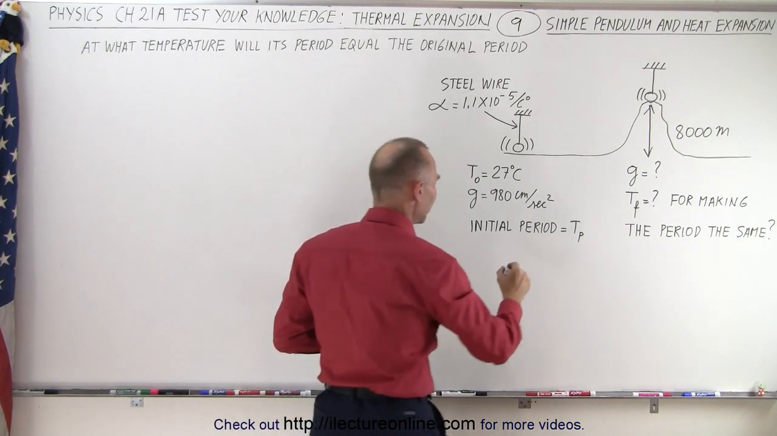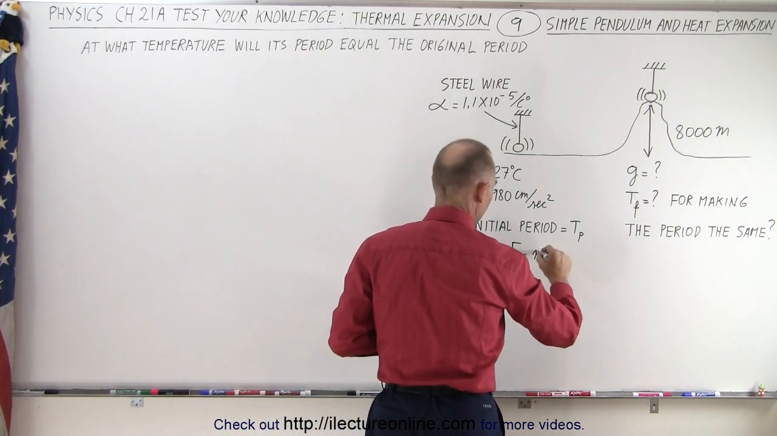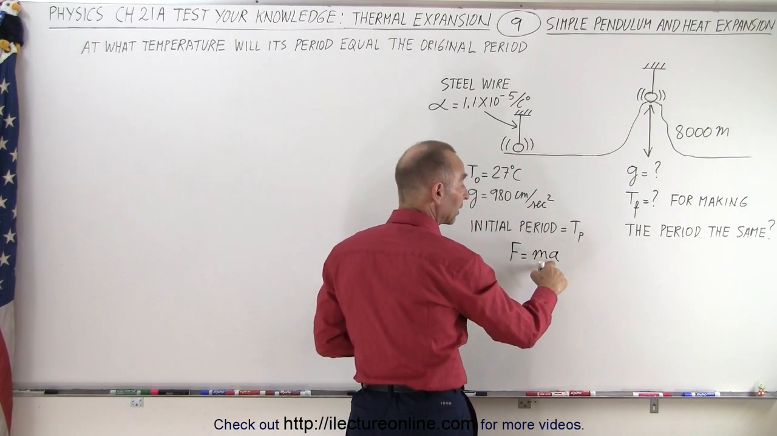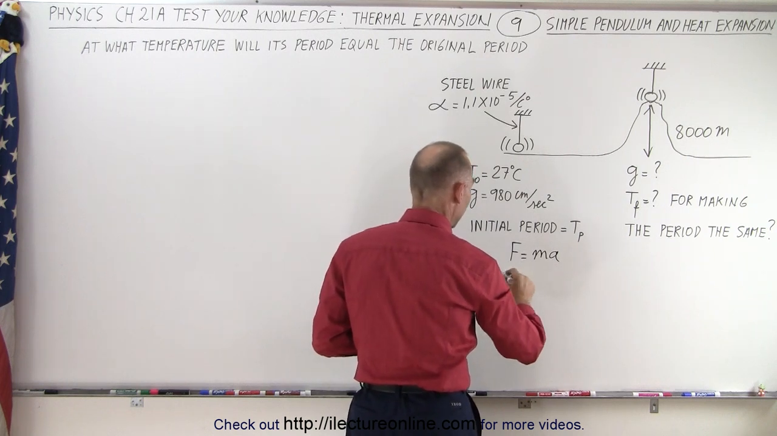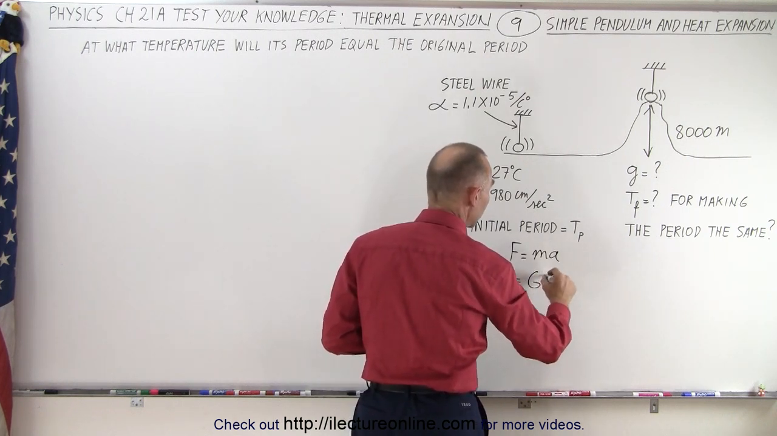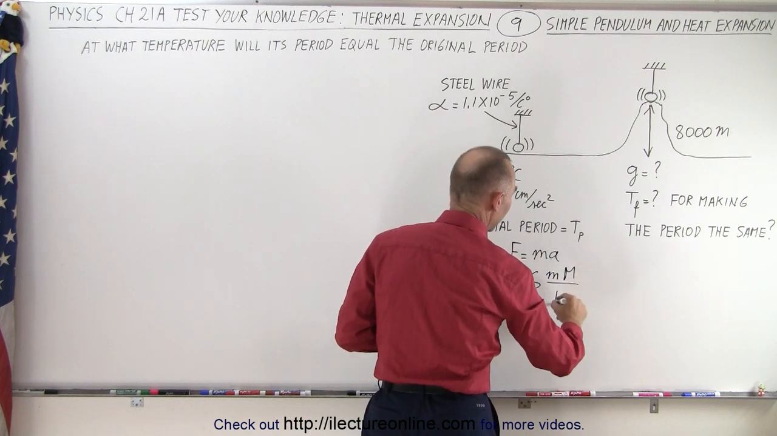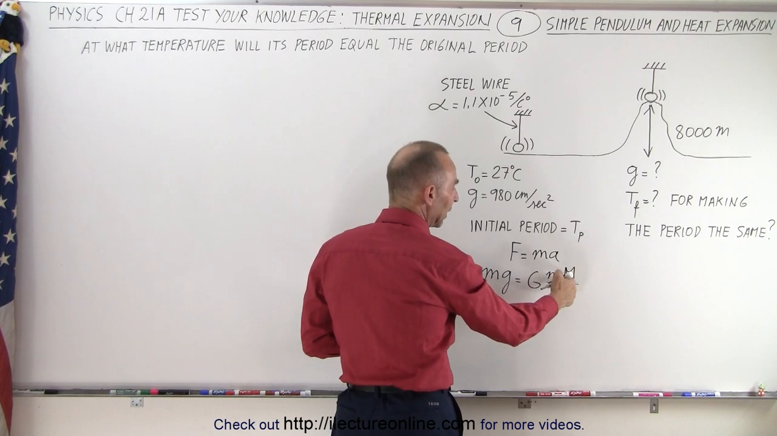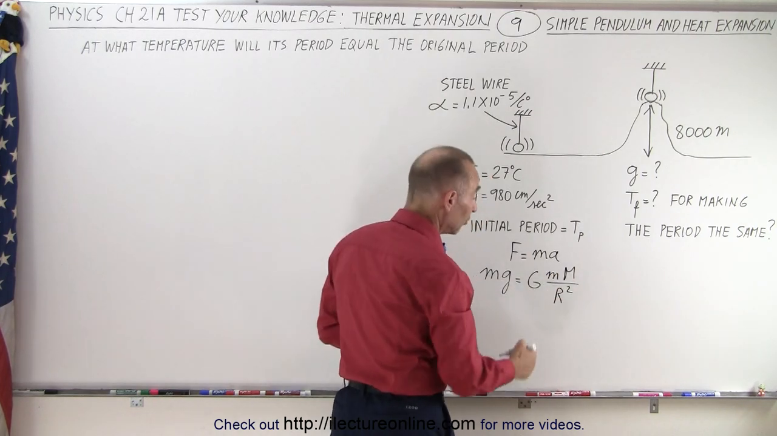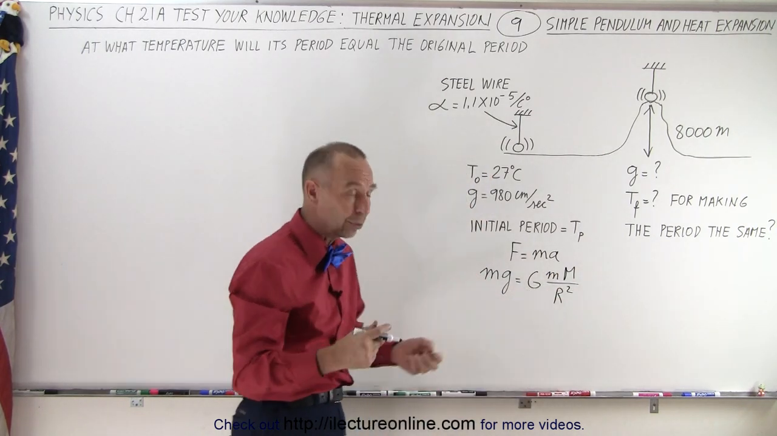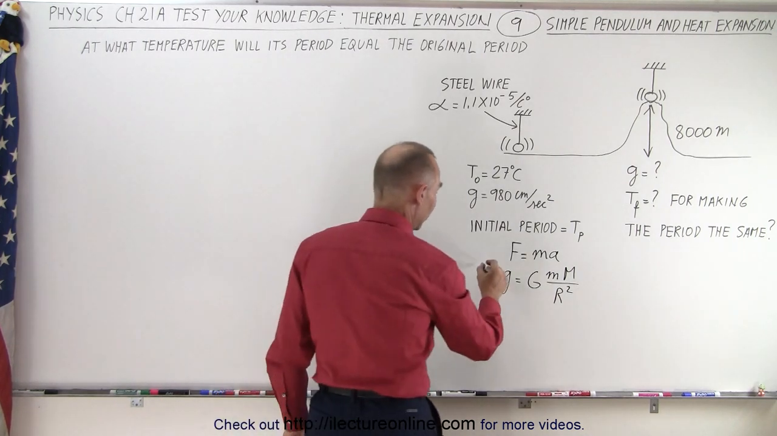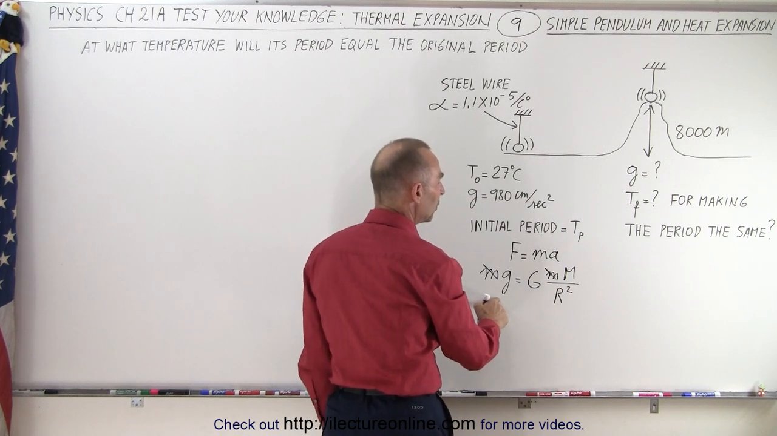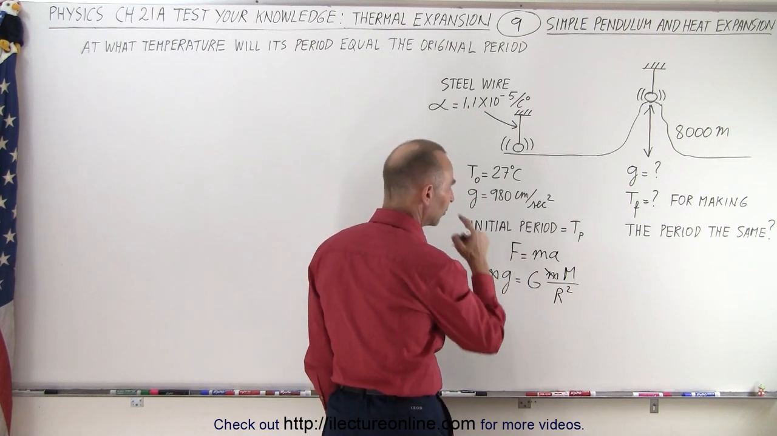We know that F equals ma, and if that force is the force due to gravity, then acceleration will be the acceleration due to gravity. So we can say that mg is equal to G little m big M divided by r squared, where m is the mass of any small object, big M will be the mass of the Earth, r will be the radius of the Earth, and of course G is the universal gravitational constant. So we can see that if we cancel out the small m, this is how we find g. Now we need to find g at a much higher elevation.